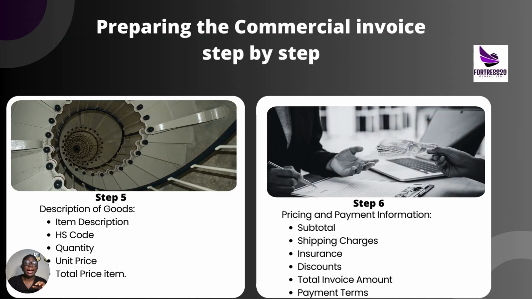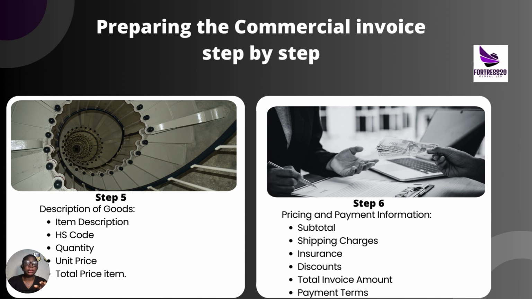On step 5, add the description of the goods, the item description. Write a detailed description of each item. Include the HS code, which is a Harmonized System code, where applicable. Include the quantity, which could be the number of units. Include the unit price, the price per unit. Then calculate the total amount for each item.